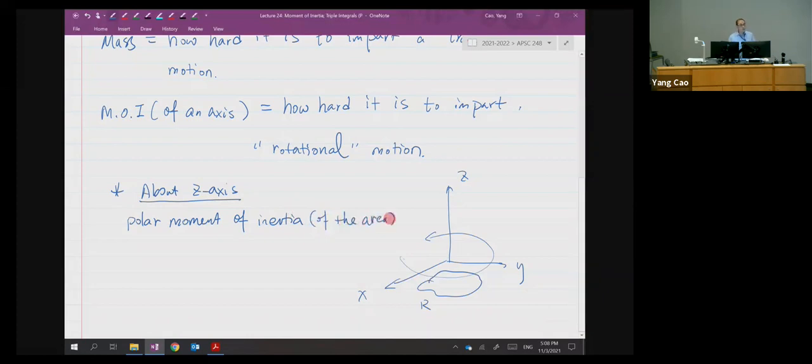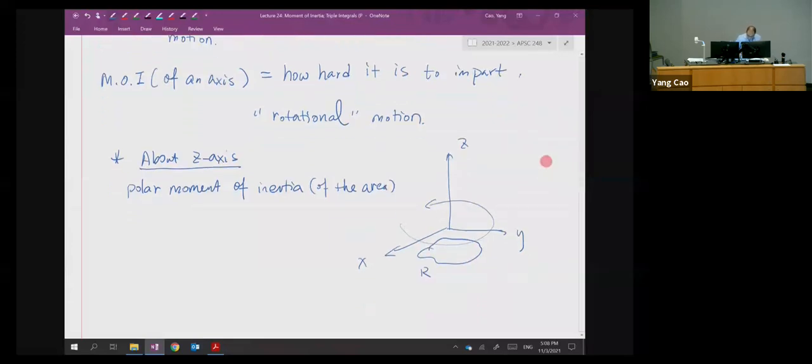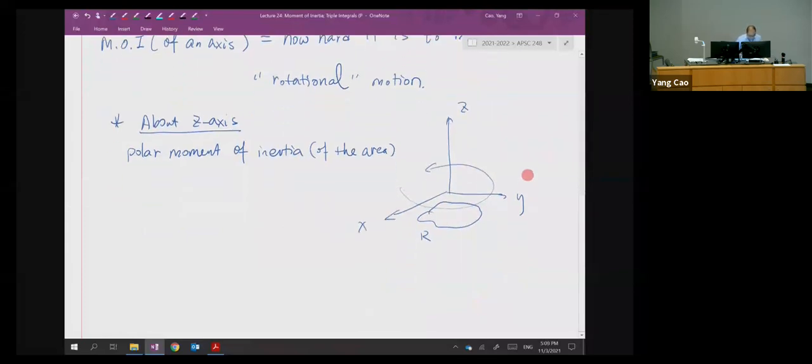When we deal with 3D objects, we don't need to keep the area anymore, right? It'll be the polar moment of inertia of the 3D object about a certain axis, the z-axis. Okay, so let's derive this formula here. Let's start from the simple case. Let's start with a point mass.